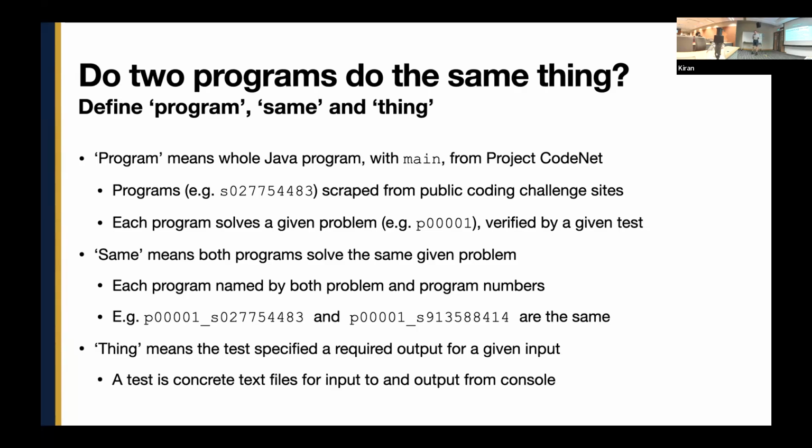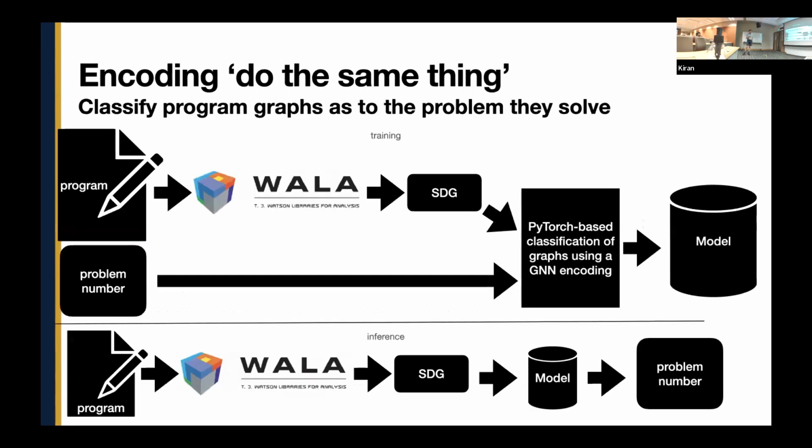It is possible that some people might use more than one test, but in this data set there's usually just one. And of course, there's an obvious meaning of same here: they have to solve the same problem, because we're told what problem each is trying to solve. For example, these two programs are the same; they solve the same problem. And thing means a test that specifies the required output for some given input. So this CodeNet data set gives us a very simple way to concretely define what we mean by program, same, and thing. So now what are we going to do?